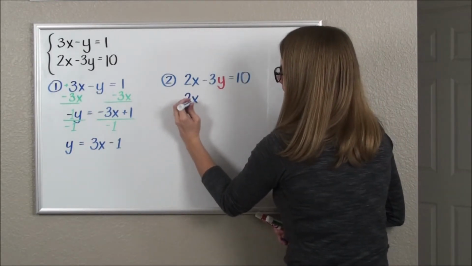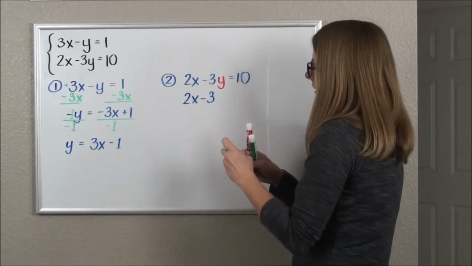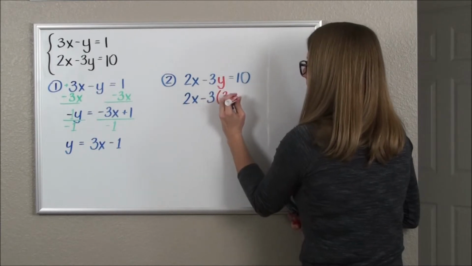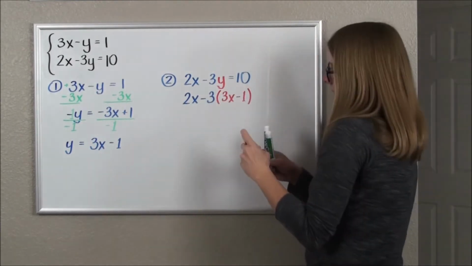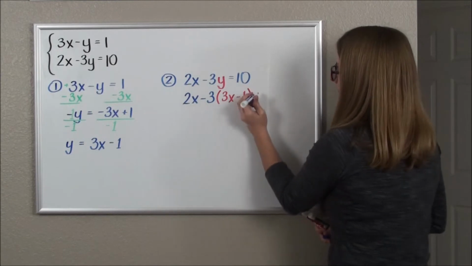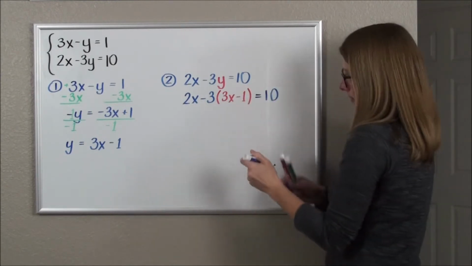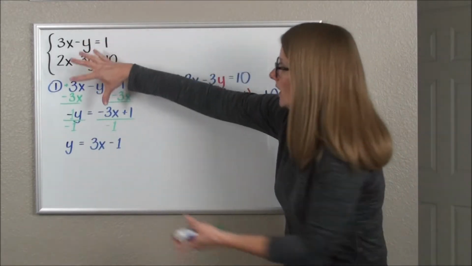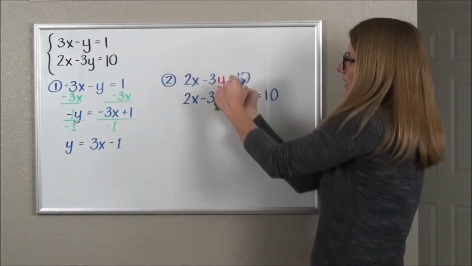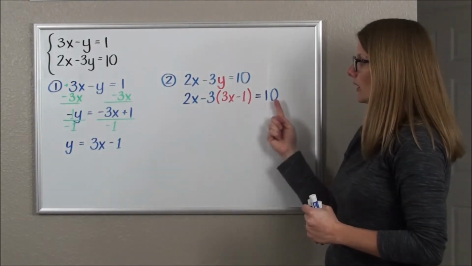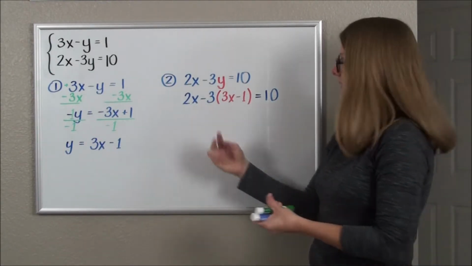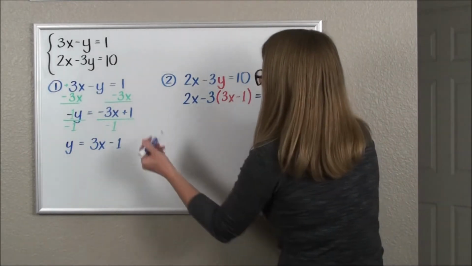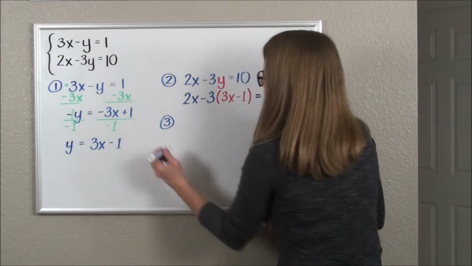So I have 2x minus 3 times, instead of the letter y, I will now have 3x minus 1. This is still equal to 10. And so again, the power of this substitution step is that I've gone from two different equations with two different letters. I've taken one and absorbed it into the other. So now it's one equation with just this one variable x that I need to solve for. So now we go to step 3, which is where we actually do the solving for that variable x.